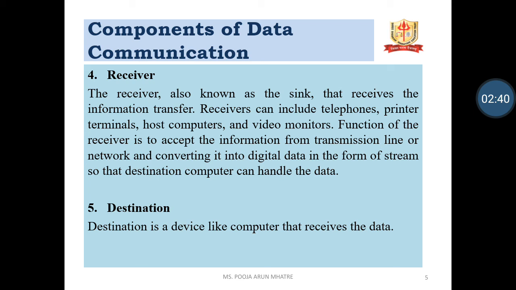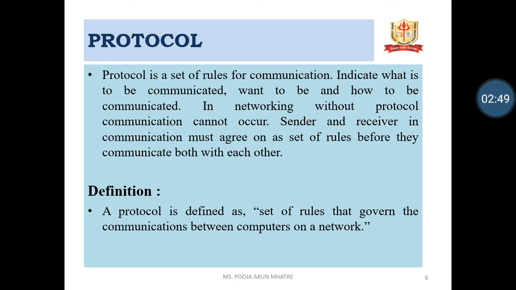And the last component is the destination. The destination is a device, like a computer, that receives the data. The next topic is protocol. A protocol is a set of rules for communication. It indicates what is to be communicated, when it is to be communicated and how it is to be communicated.